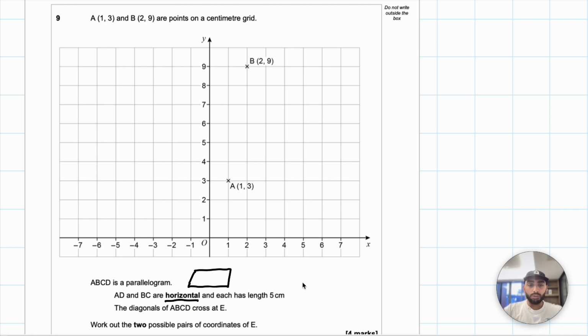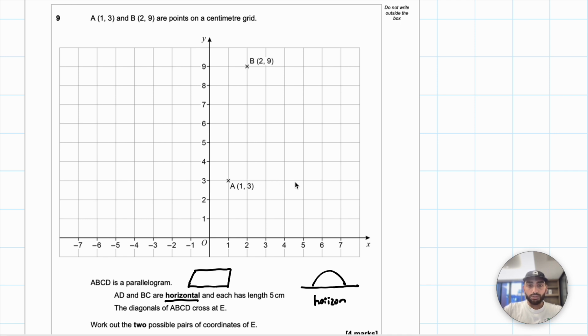If you sometimes forget which way is horizontal, think about the word horizon, or when you're at the beach, you would see the sun and the sand and it would go from left to right. Vertical would be up and down. Each has length 5 centimeters, so it could go right that way or it could go left that way. Let's just draw those parallelograms on first.